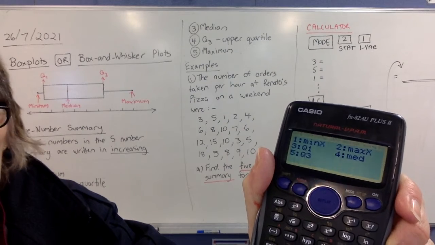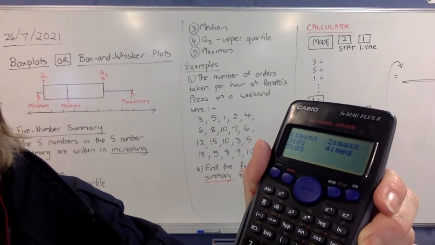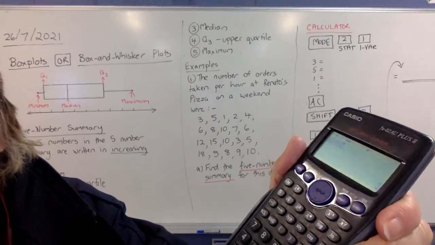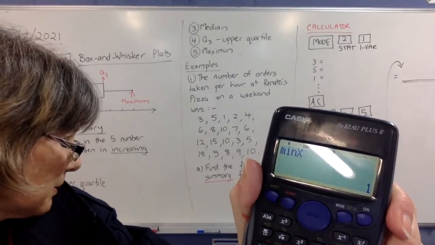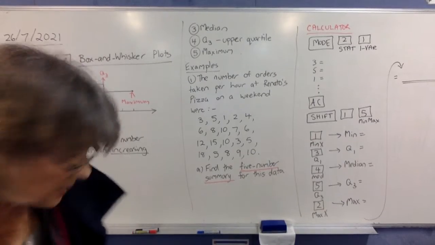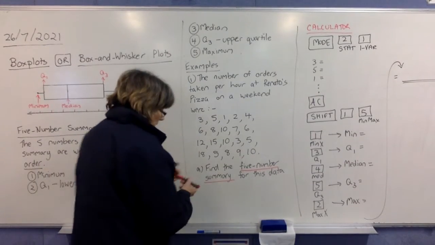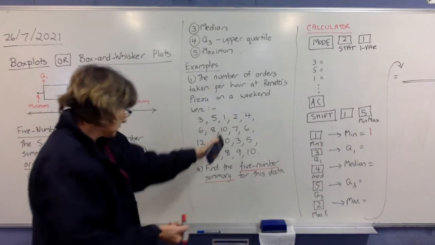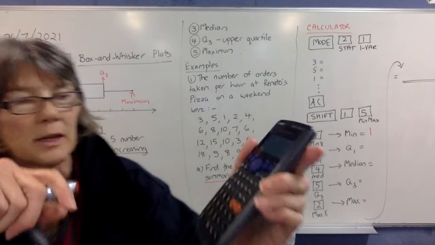So I want the minimum first here, so I'm going to press number 1, min x, it comes up with, and then press equals. Don't forget to press equals, and it says the minimum number is 1. So I'm going to fill that in as we're going. So our minimum is 1. And you can see the minimum was 1 over there, so it's done that right.